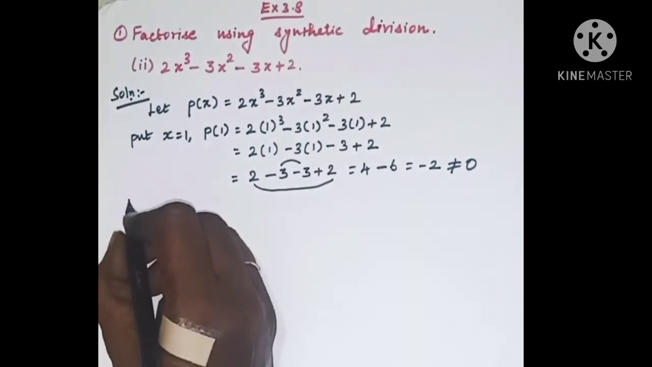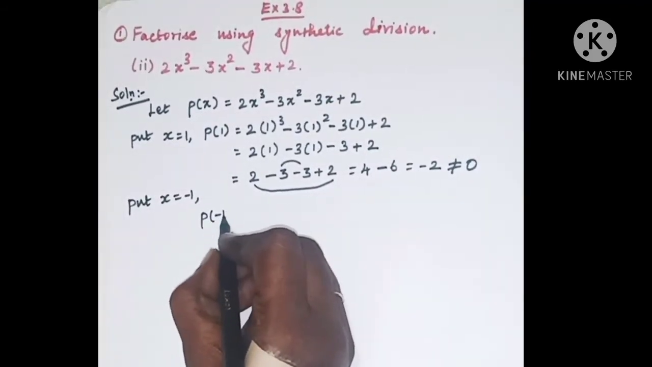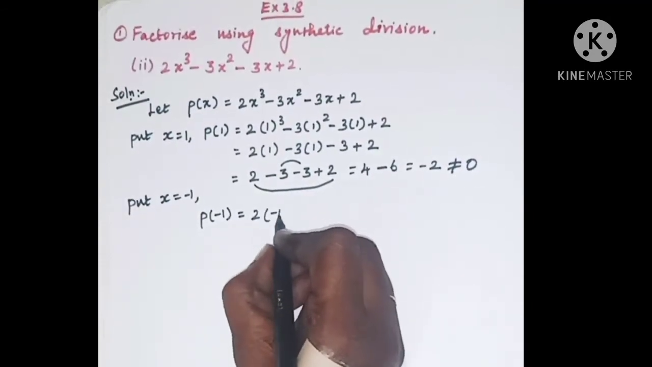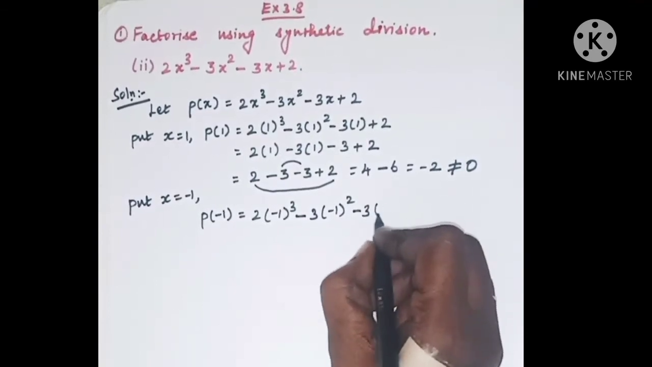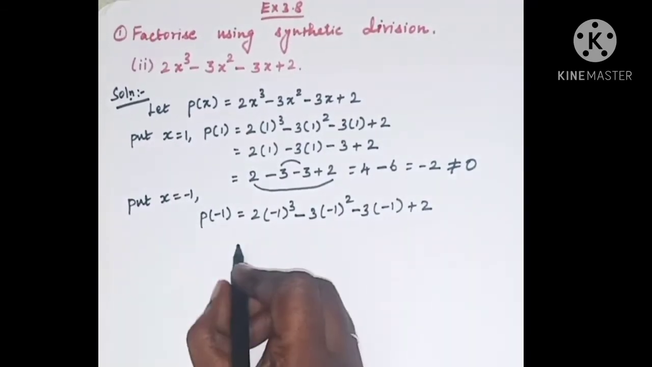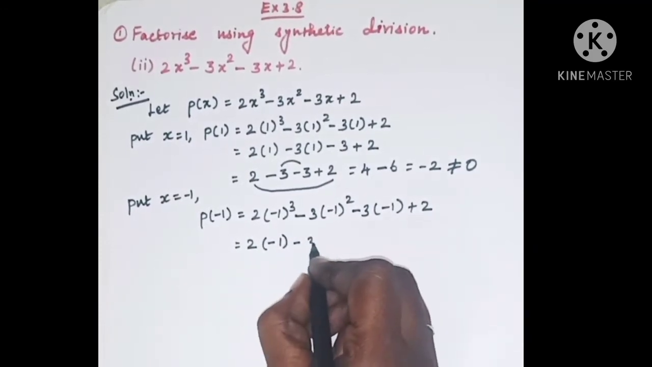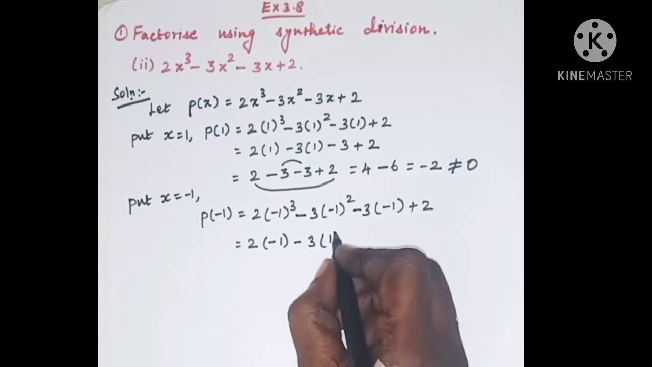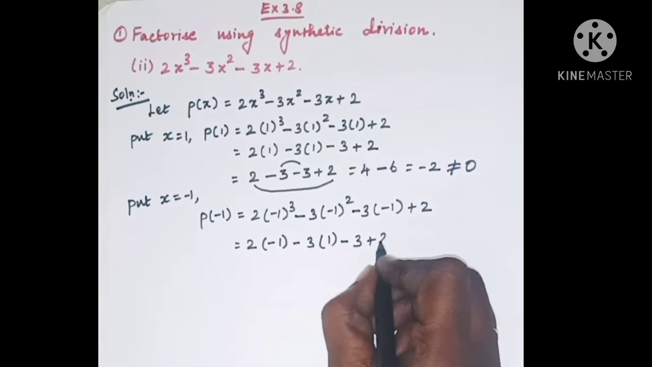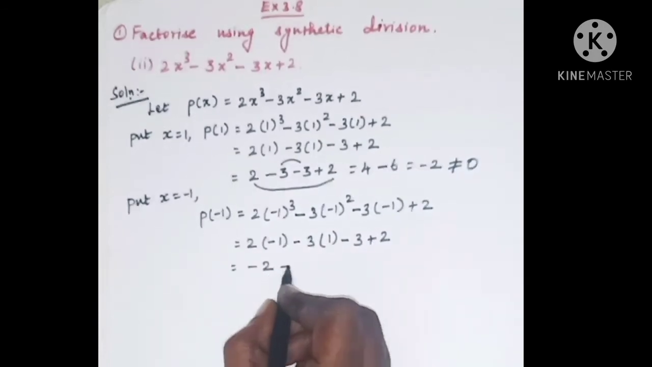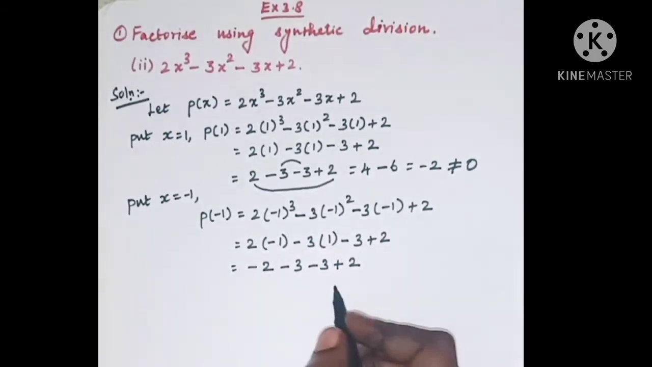Now we have to substitute x is equal to minus 1. So p of minus 1 is equal to 2 into minus 1 the whole cube minus 3 into minus 1 the whole square minus 3 into minus 1 plus 2. 2 into minus 1 cube is again minus 2, minus 3 into minus 1 the whole square is minus 3, minus into minus plus 3 ones are 3, plus 2.